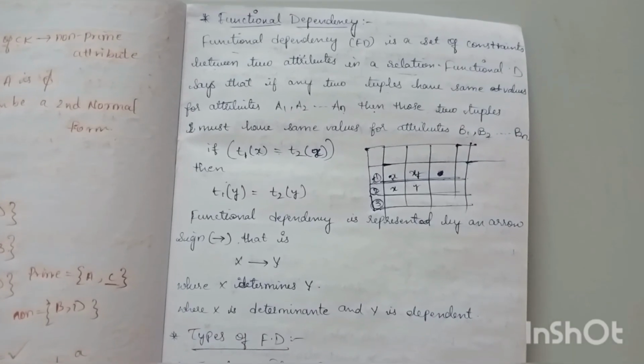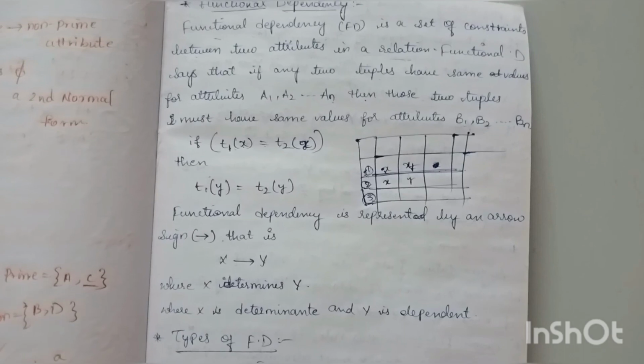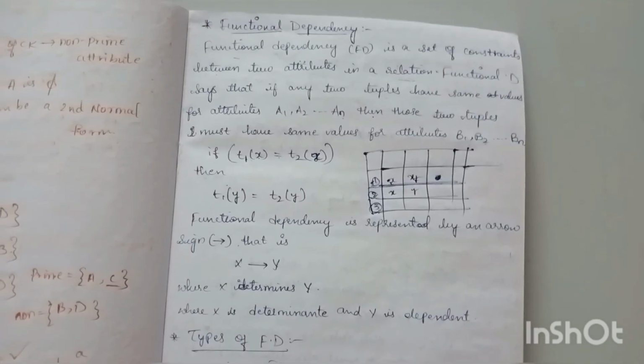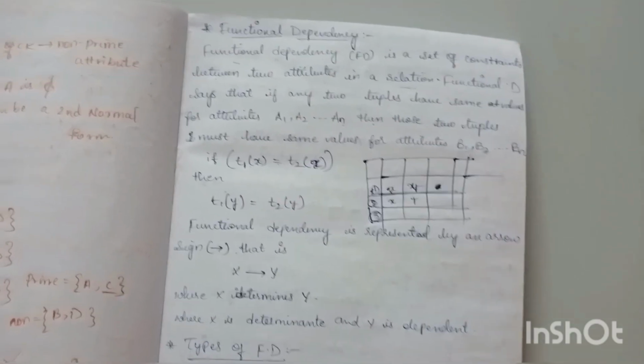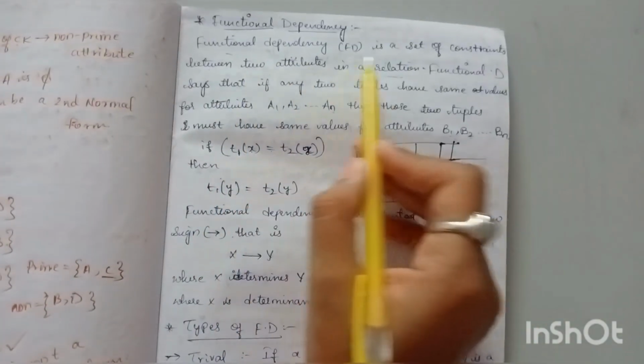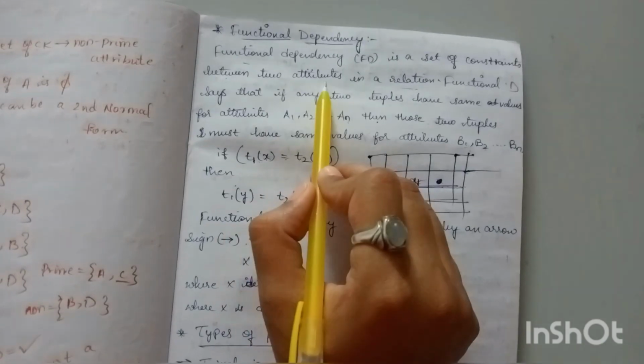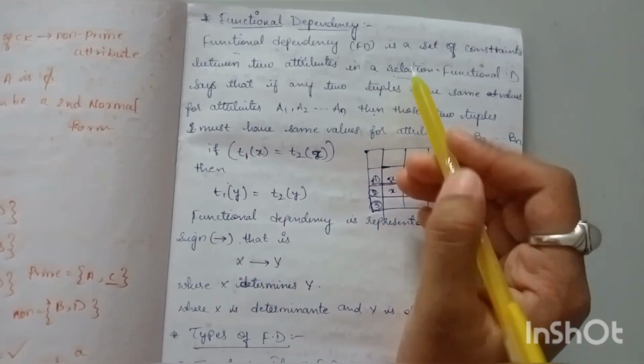Today we are going to discuss database management system, that is DBMS. Today's topic is functional dependencies. First, let us see the definition of functional dependency. Functional dependency is a set of constraints between two attributes in a relation. A relation is nothing but a table.